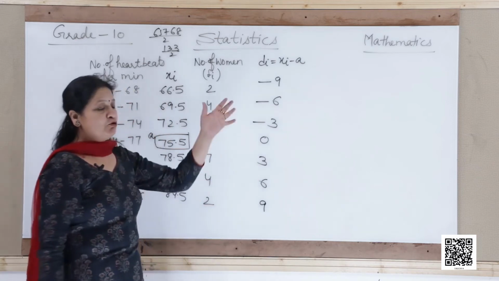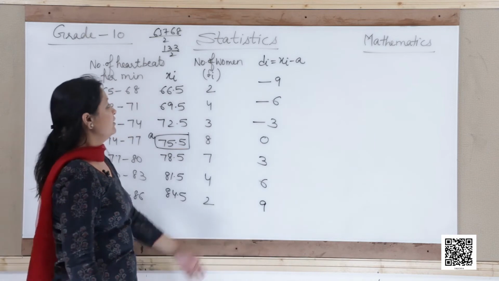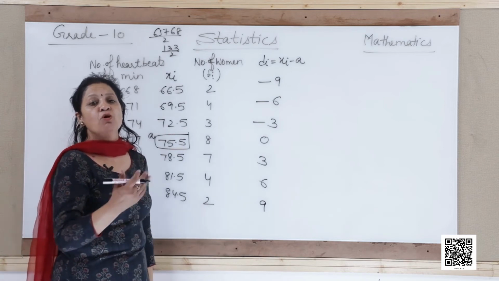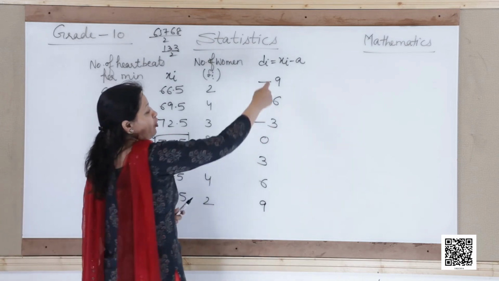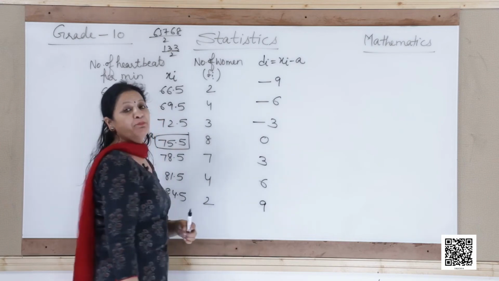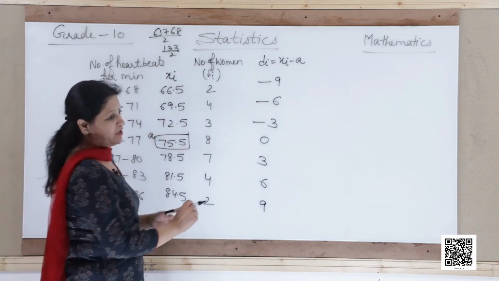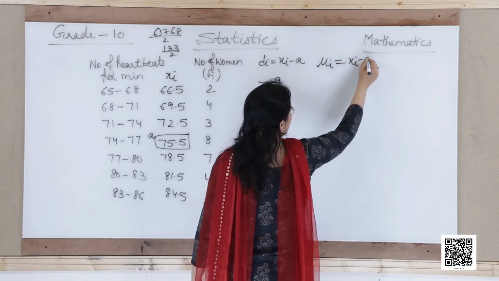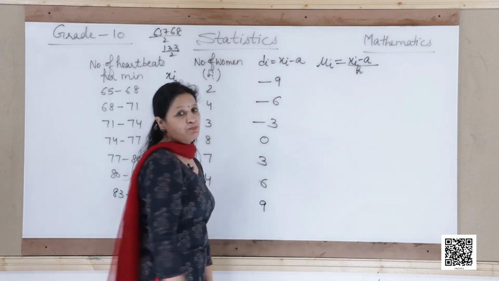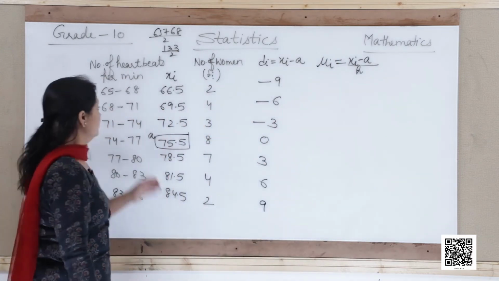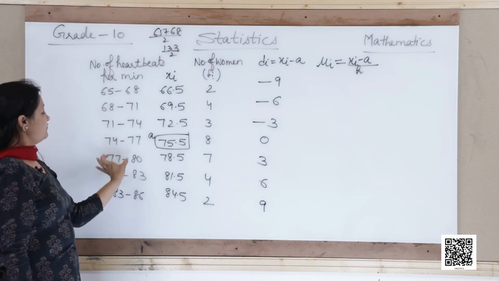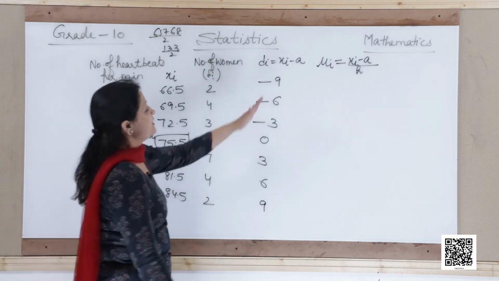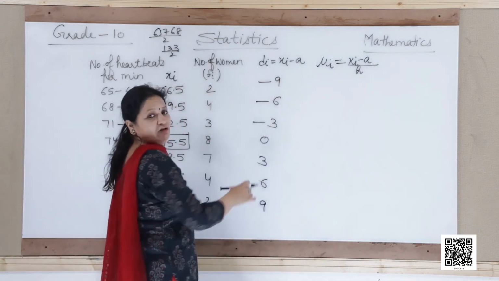Now if we have to do it by assumed mean method, we have to multiply fi with di. Now we can make it more simpler. You can check that all these numbers are multiples of 3. So what we can do is we can find out ui, which is xi minus a by h. H means the difference between the terms. You can check 3 is the difference between all the terms, and all these numbers are multiples of 3. So I can divide every number here by 3.